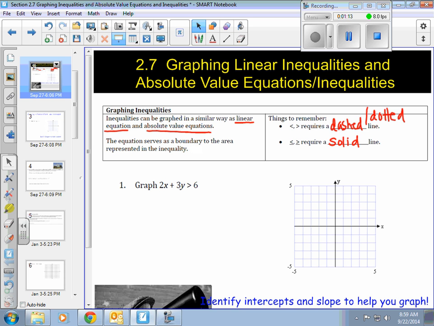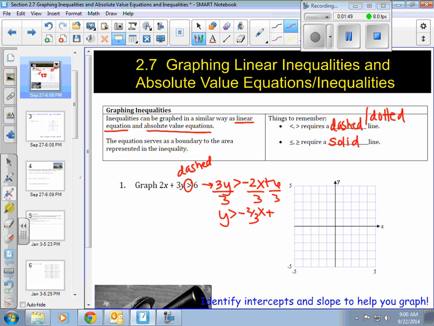So our first example, you need to graph 2x plus 3y is greater than 6. Right away, this is greater than, there is no equal, so I know it's going to be dashed. Something to keep note of. And then I also like to put it into slope-intercept form. So 3y is greater than negative 2x plus 6. Then I divide everything by 3. So y is greater than negative 2/3 x plus 2.